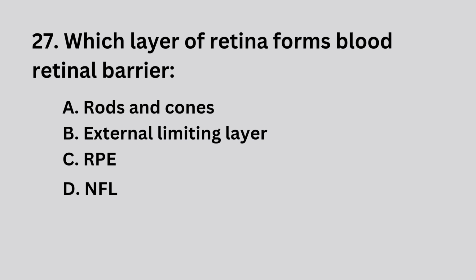Next question. Which layer of retina forms blood retinal barrier? Option A, rods and cones. Option B, external limiting layer. Option C, RPE. And option D, NFL. Correct answer is option C, RPE.